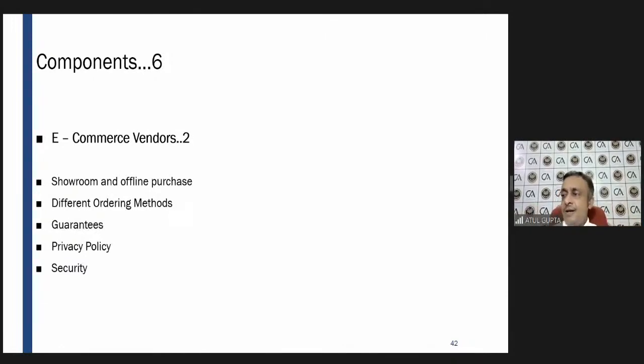Then there are different ordering methods, guarantees, privacy policy. This is very, very important. This is again going to come in. It came in chapter 1 also. We are in chapter 4. It has come again. When we go to the next chapter, chapter 5, it is going to come again. Privacy of data. Please be sure what we are talking about. Security of data, privacy of data. Very, very important.